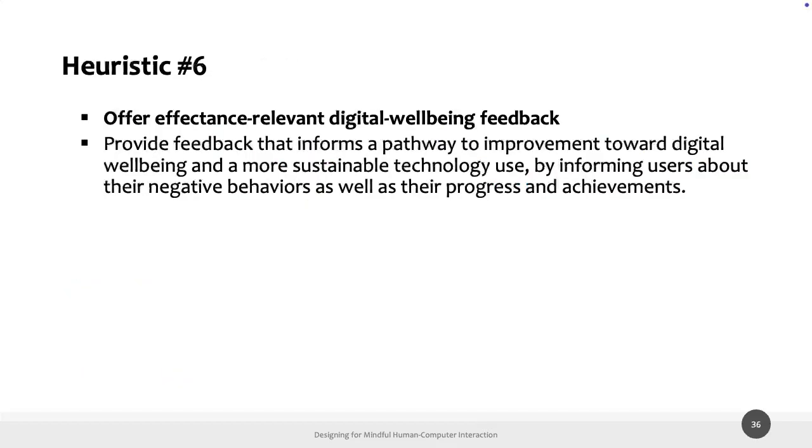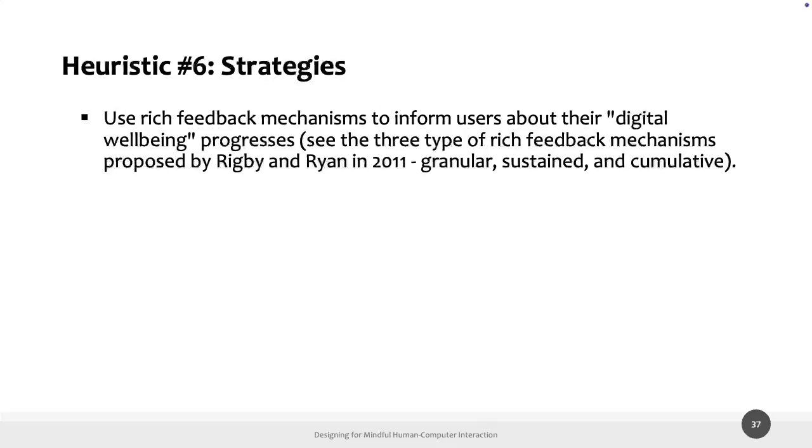Heuristic number 6, offer relevant digital well-being feedback. So provide feedback from the interface to the user that informs the user about, for example, digital well-being improvements or negative behaviors. So something more proactive from the interface to the user.